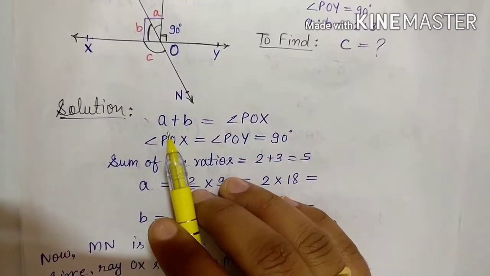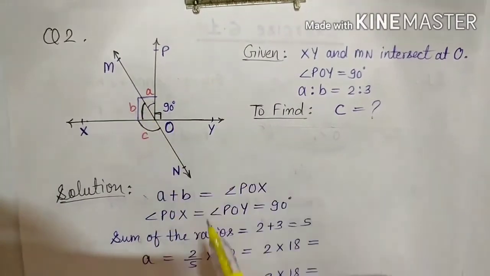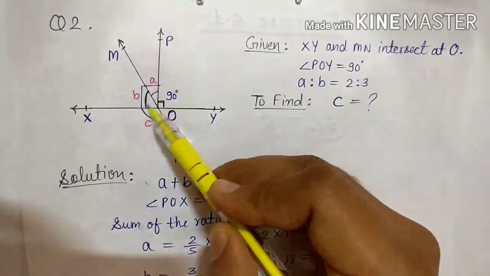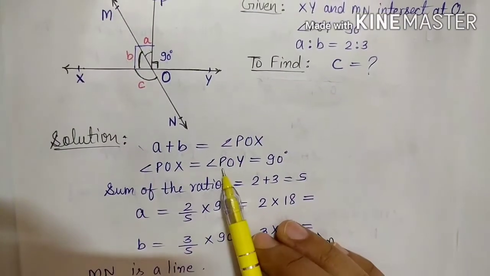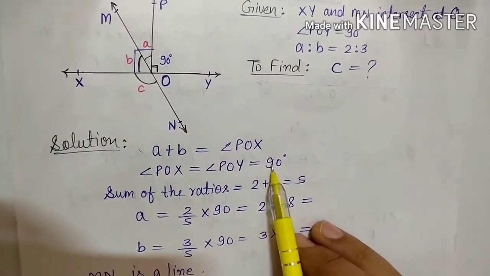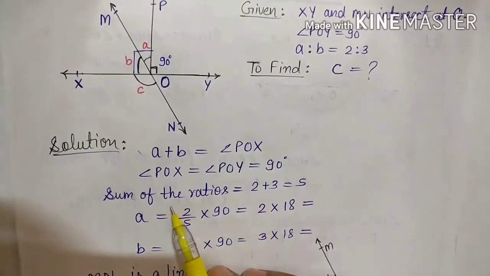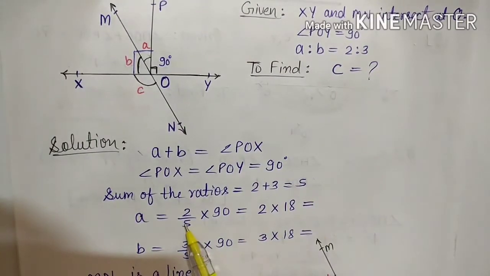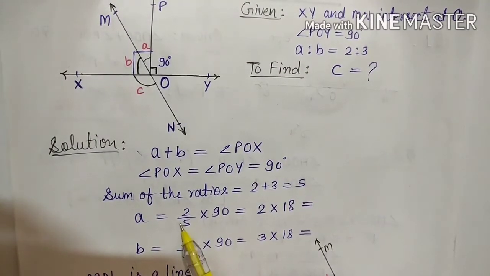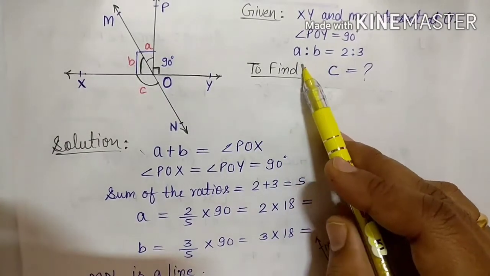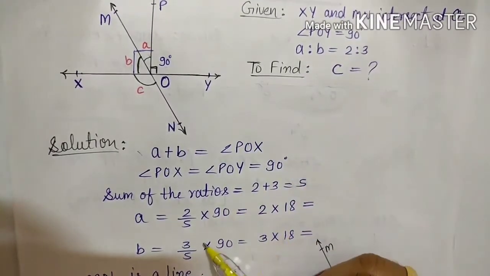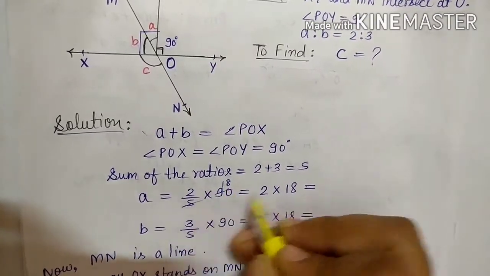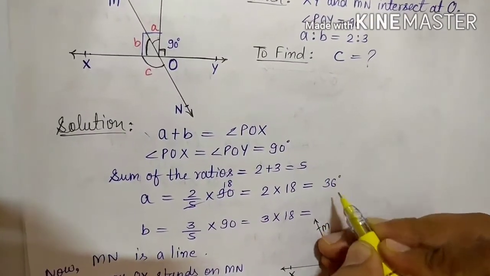Now see, a plus b equals angle POX, because if we add a plus b, it will make angle POX. And angle POX equals angle POY, and POY equals 90 degrees, it is already given in the question. So the sum of the ratio, since the ratio of a:b is 2:3, is 2 plus 3, 5. So we can find the value of a. As a's ratio is 2, it is 2 upon 5 multiplied by 90. So 5 into 18 is 90, 18 twos are 36 degrees.